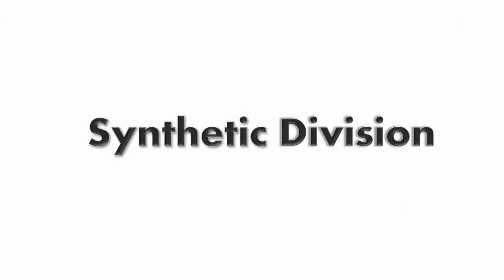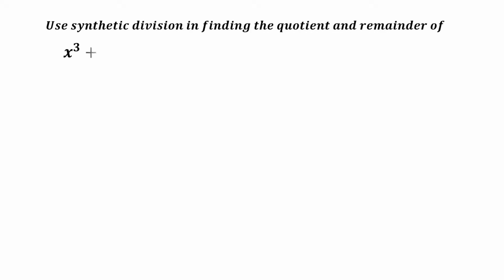Synthetic division. Today I will discuss how to find the quotient and remainder of polynomials using synthetic division. Let us have an example. Use synthetic division in finding the quotient and remainder of x cubed plus 4x squared plus 5x plus 5 divided by x plus 2. First, get the divisor and equate it to 0.